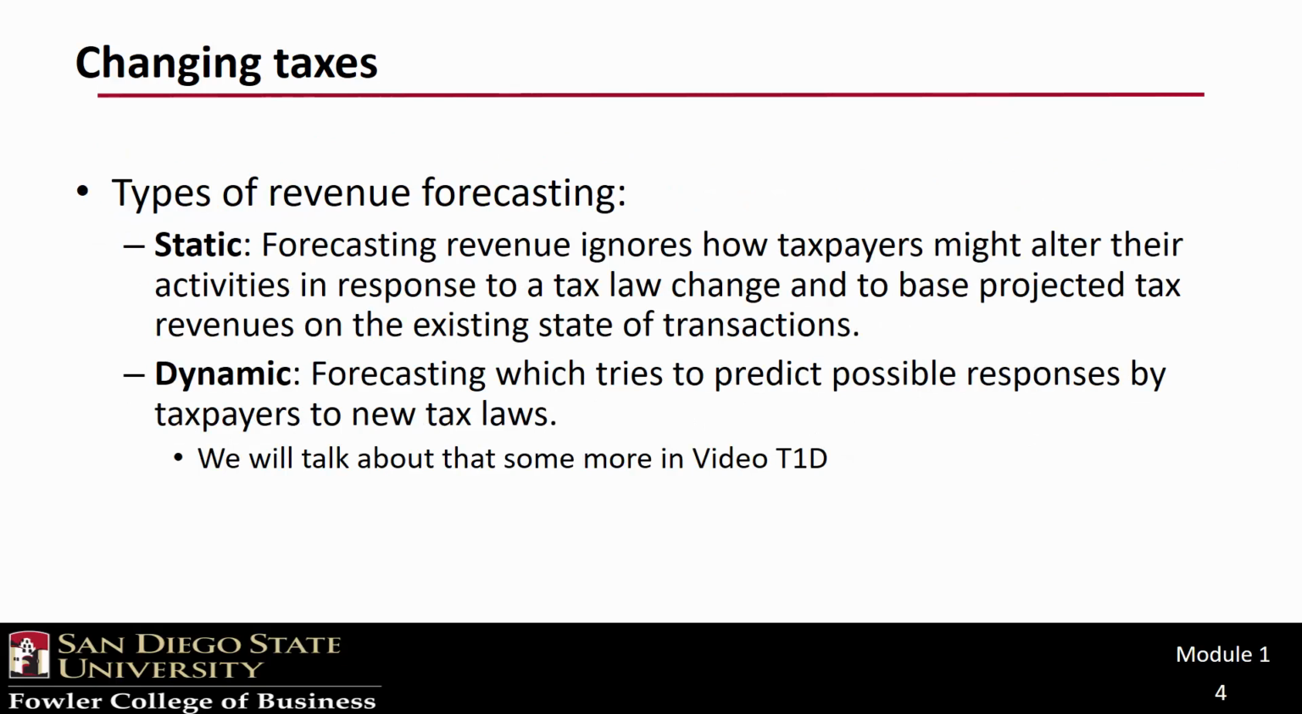When forecasting revenue, the assumption that taxpayer behavior will not be affected is called static forecasting. In only limited instances should static forecasting be considered reliable. Instead, what is generally preferred is dynamic forecasting, which makes an effort at trying to understand what the behavioral reaction will be to any changes in tax rates or tax bases.